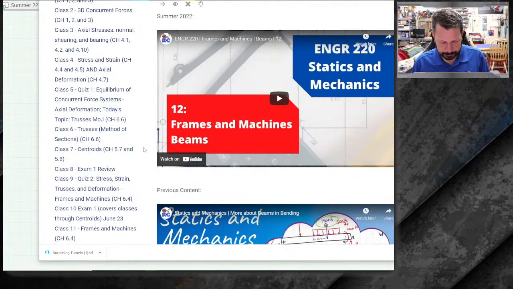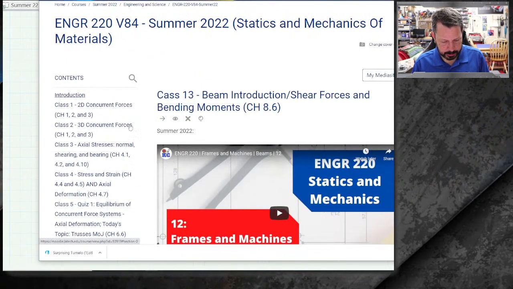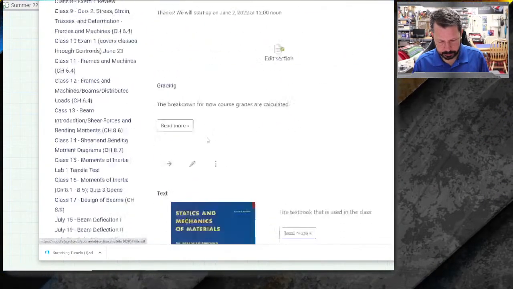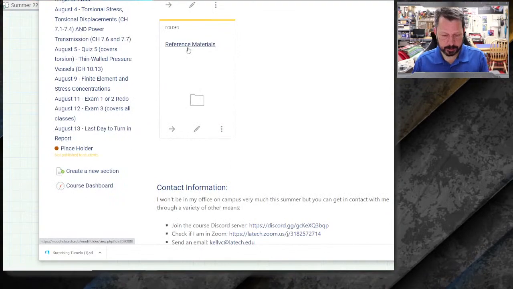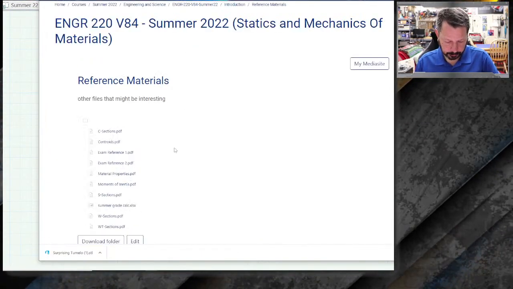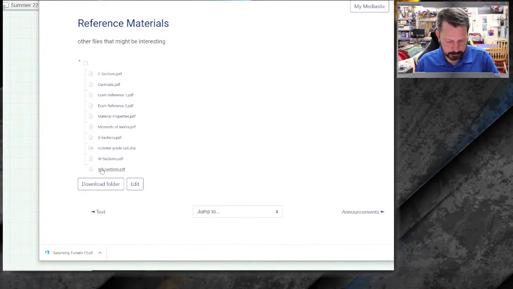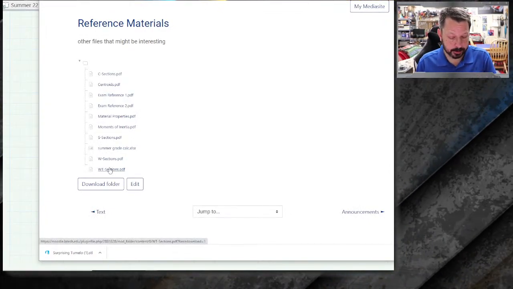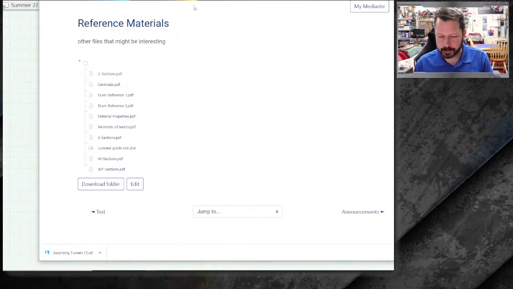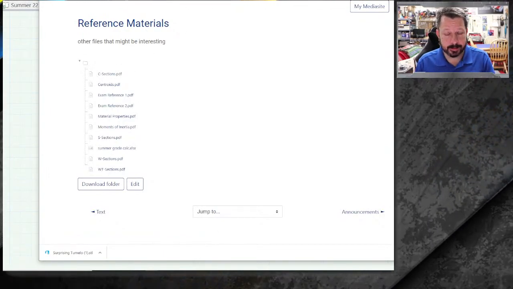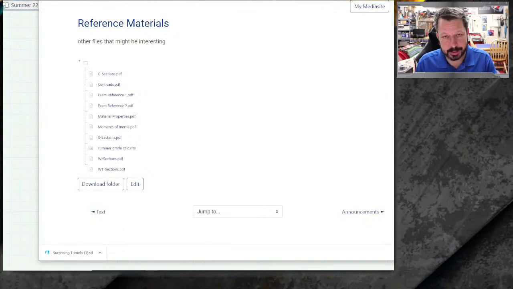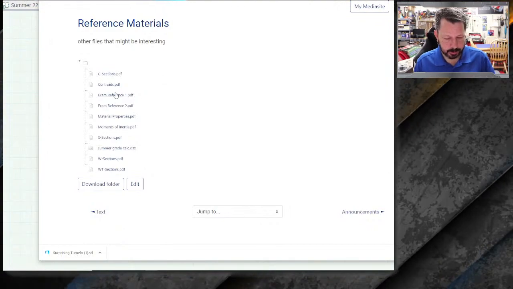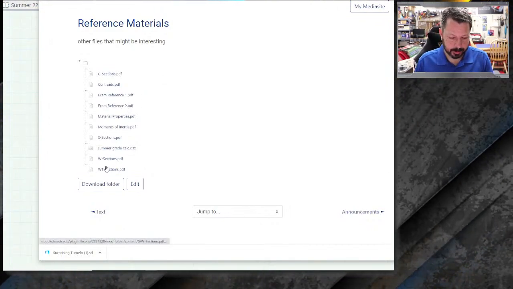So let's go over here. Let's go to our introduction. Didn't actually go there. There we go. Reference materials. All right, there's a similar chart, or actually this chart is in the back of your book. I am sure you can probably look up WT cross-sectional properties, and you can find that on Google. Your book has all these charts in it. The exam references have them in there. I'm just going to look at this one.